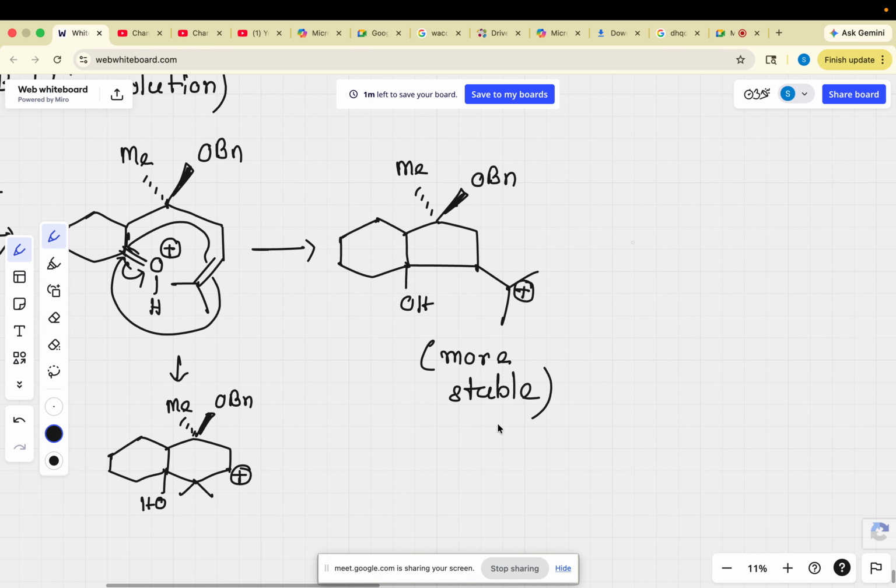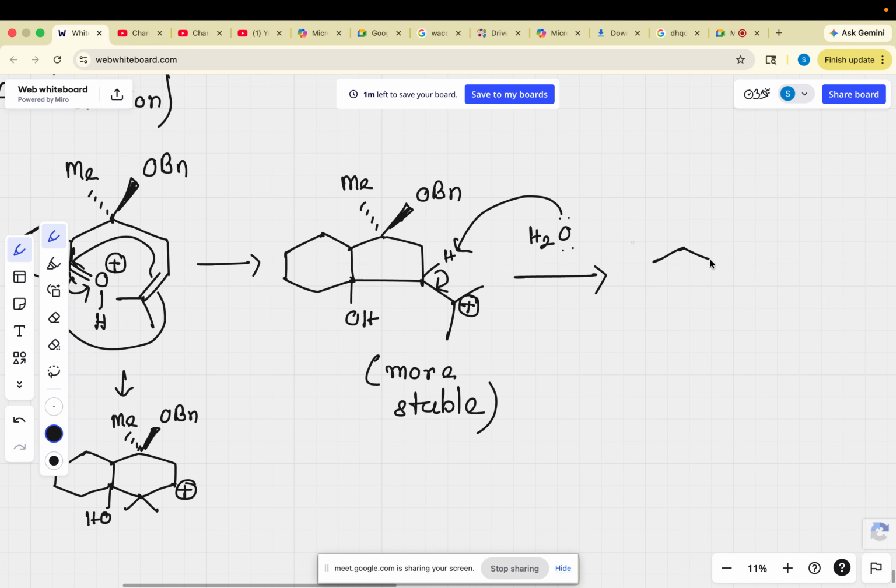And the next step will be what? Because we are doing this in acidic condition, some amount of water is already present there. So water will abstract the proton, and ultimately an elimination reaction happens. So what I am getting is a double bond, here I have methyl, here I have OBn, and here I have OH.